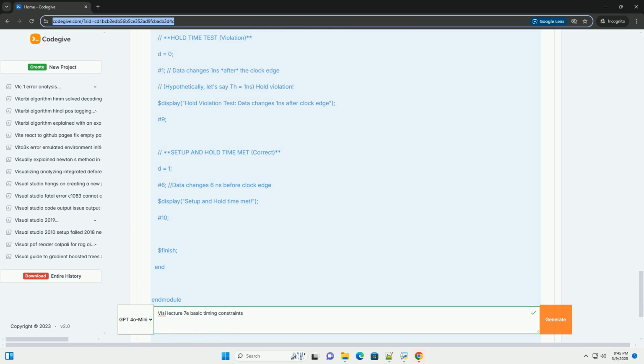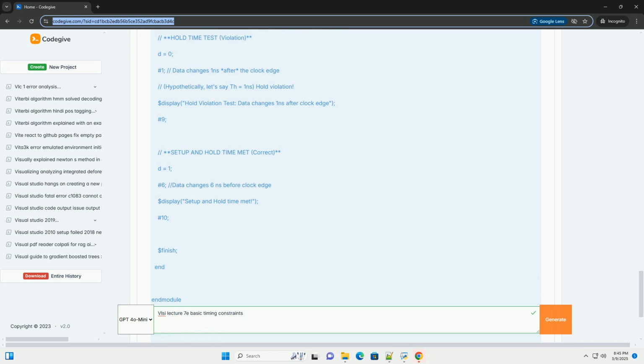4. Hold time violation test. D = 0 changes the data to 0. #1 waits 1 ns. This means the data changes 1 ns after the clock edge. The comment "hypothetically, let's say Th = 1 ns" indicates a hypothetical hold time requirement of 1 ns. Since the data changes 1 ns after the clock edge, this is a hold violation.